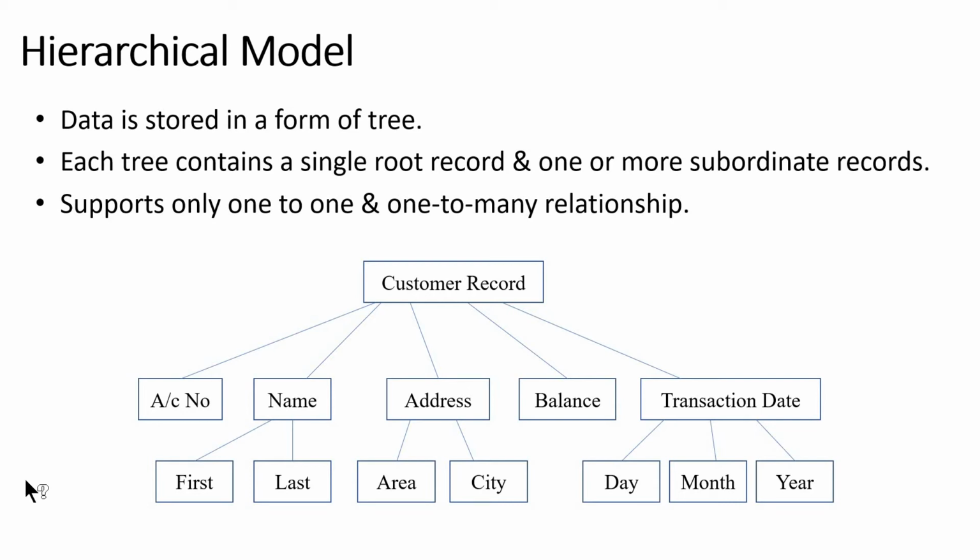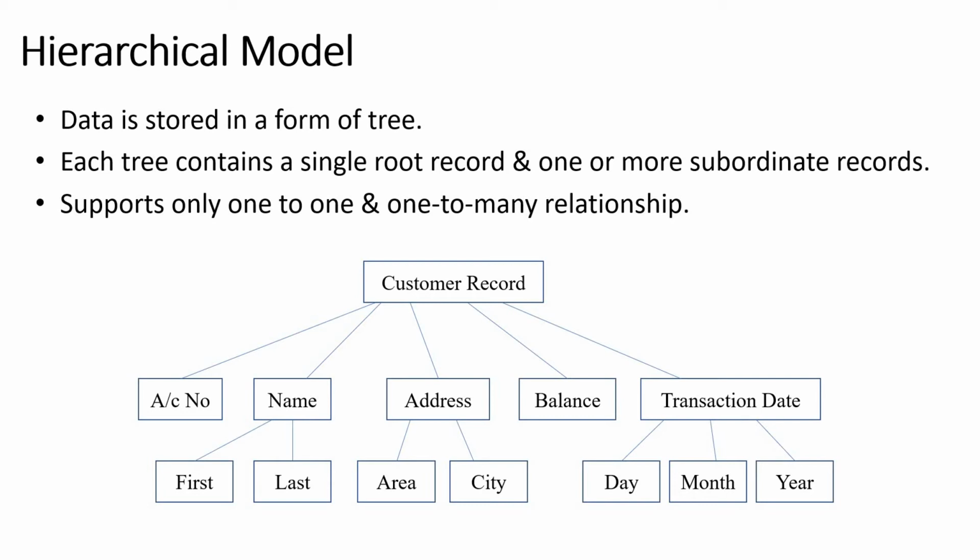Now let's see the advantages of this model. The first one is data can be retrieved very easily due to the presence of links between the records or between the table structures. Coming to the second one, referential integrity is maintained in this model. That is nothing but any changes which are made in the parent table are automatically updated in the child table.